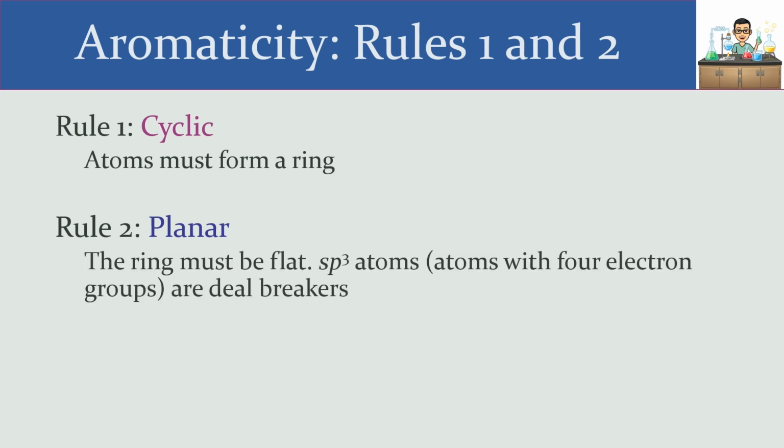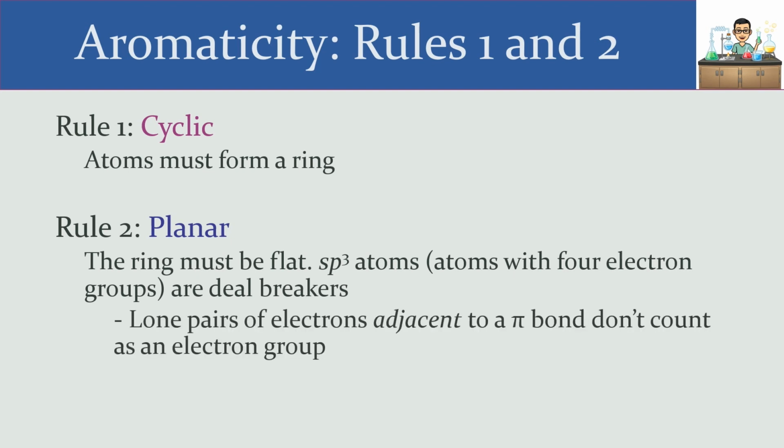So planar molecules have a flat structure, and it also means that we can't have any sp3 atoms, because if you remember, sp3 atoms are tetrahedral. They do exist in 3D. And sp3 atoms are ones that have 4 electron groups around them. Now, an electron group could be a lone pair, or it could be a bonded atom. If you've got 4 things around you as an atom, you're going to be sp3, and that takes you out of contention in terms of aromaticity. Now, I will say that not all lone pairs of electrons should be considered as electron groups. Lone pairs of electrons that are adjacent to a pi bond don't count as an electron group. We'll take a look at an example of what that means.